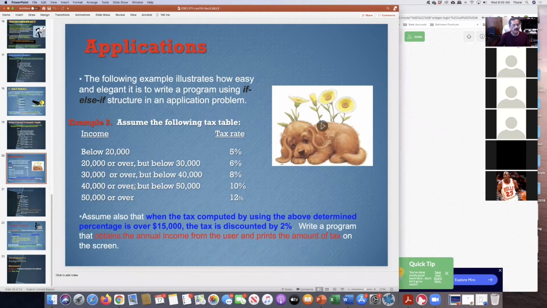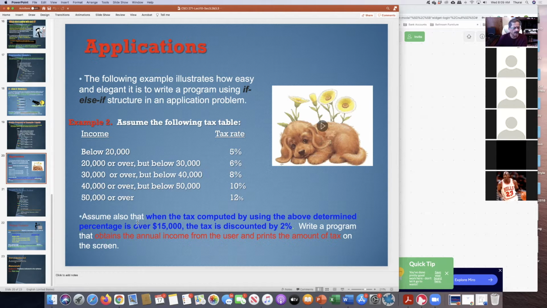This is where we left off. We didn't get to do this application problem. The problem is, this is a tax table, and the tax has to be computed according to this. So you have to get the income from the user, and then calculate the tax. And then if the tax is over 15,000, you're supposed to discount it by 2%.